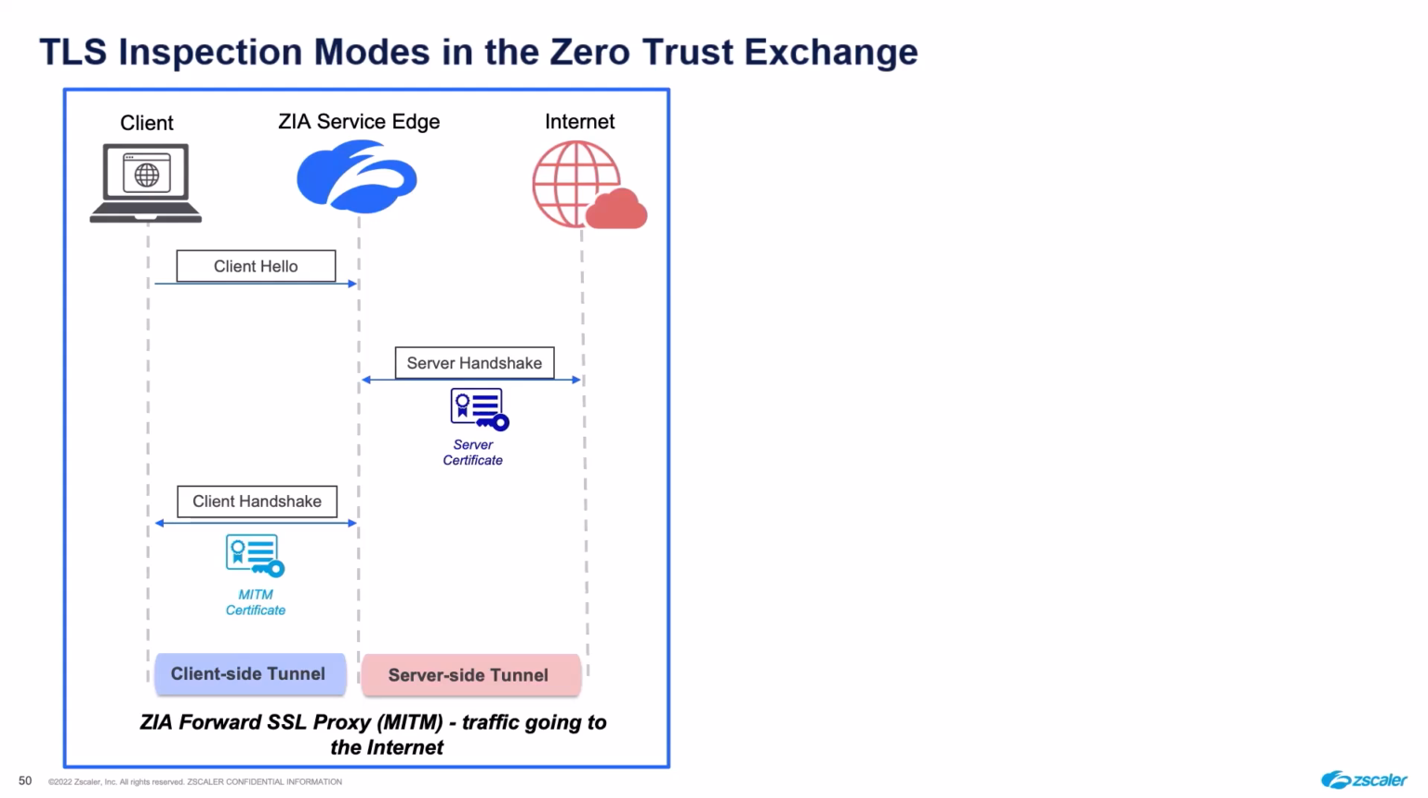And then we will generate a certificate on the fly signed by a trusted issuer and provide that certificate back to the client. So as far as the client is concerned, they're getting a certificate for the web server, but we're generating that on the fly, and it's called a man-in-the-middle certificate.